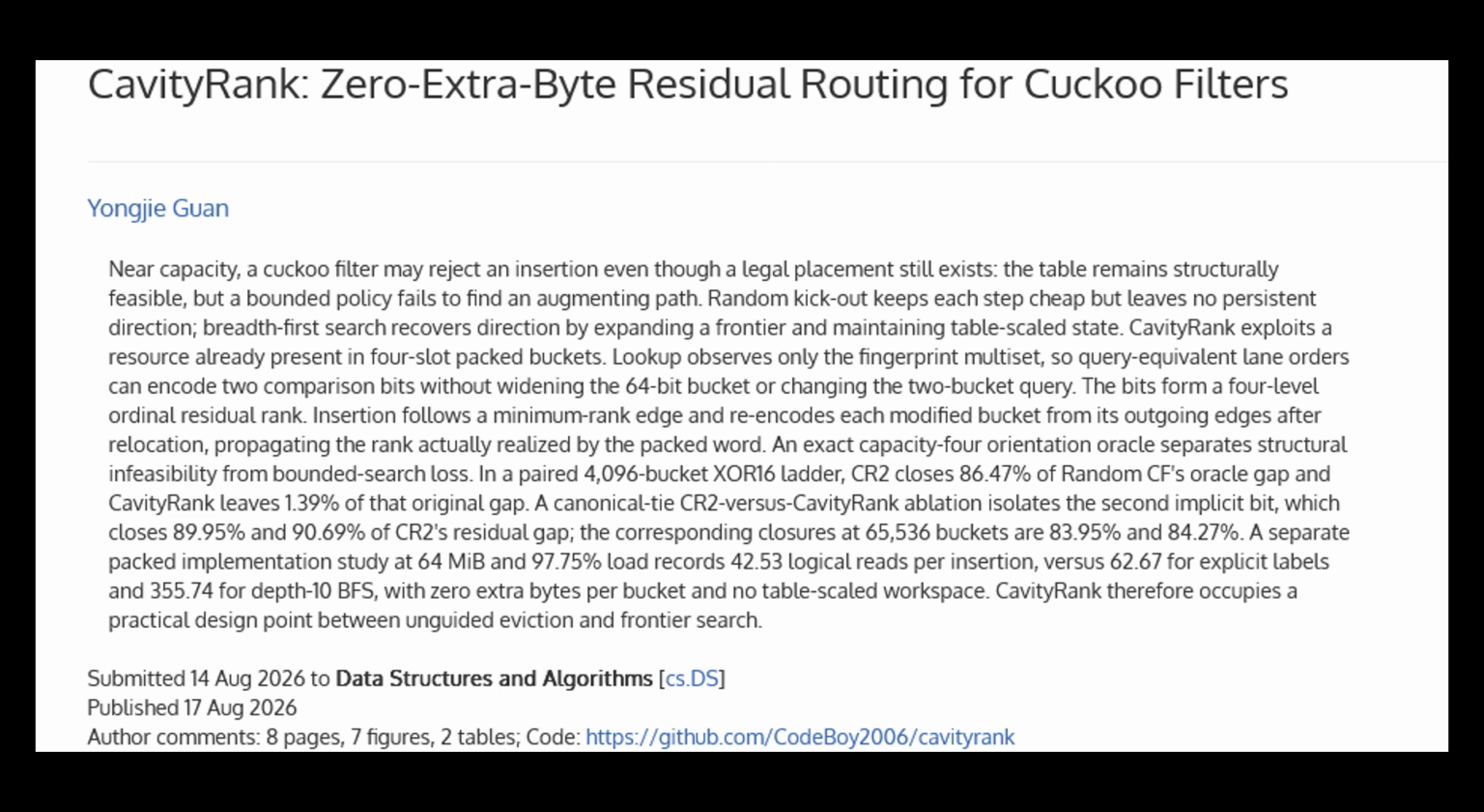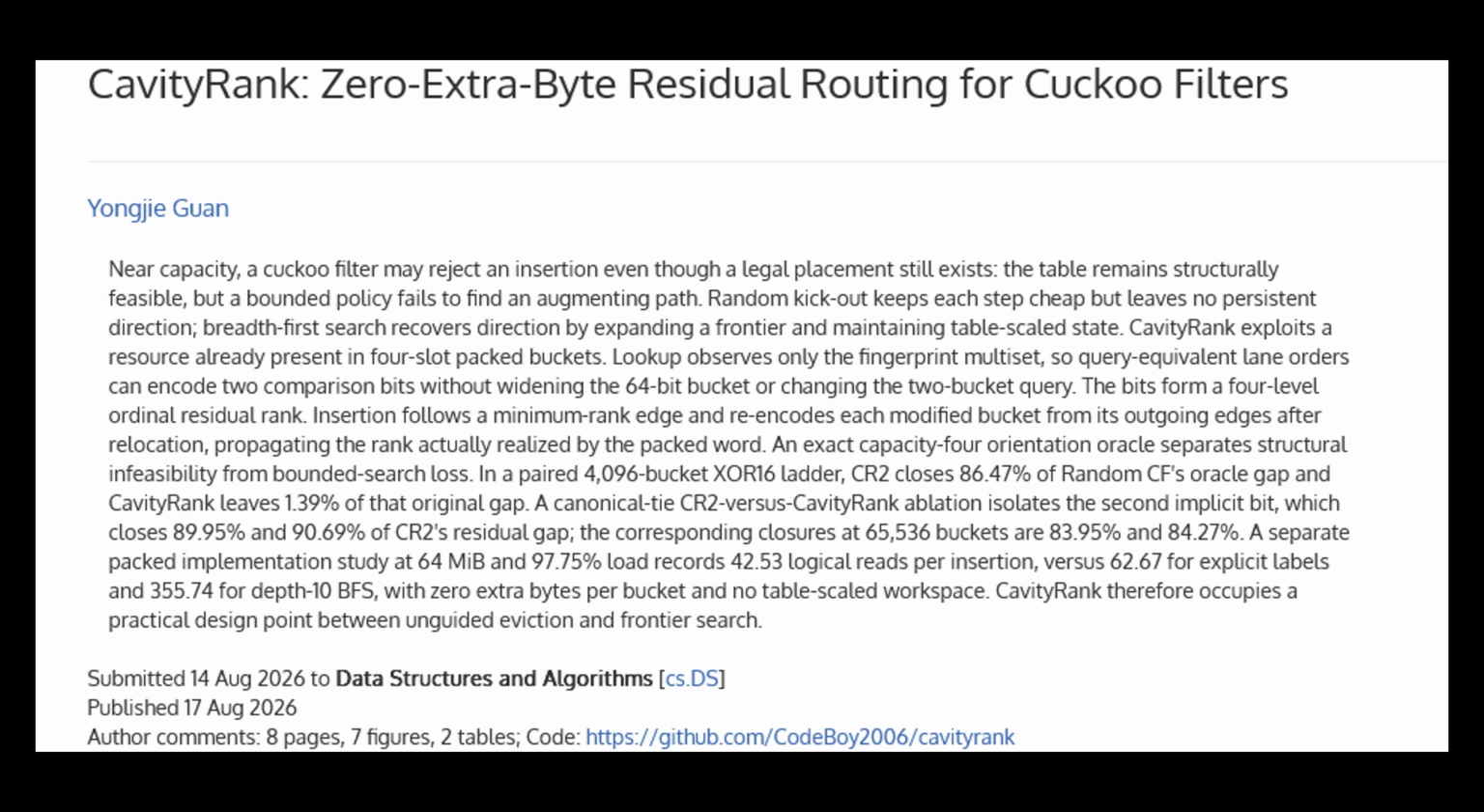Cuckoo filters are elegant data structures that answer membership queries quickly and efficiently. They store fingerprints, short summaries of items, in buckets, with each item having two possible bucket locations. When you insert an item, you place its fingerprint in one of these two buckets. If both buckets are full, you must relocate existing fingerprints to make room.